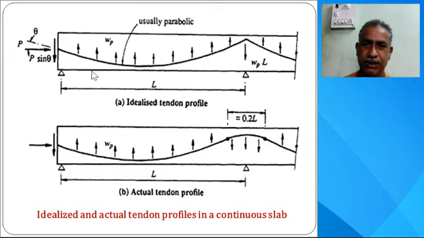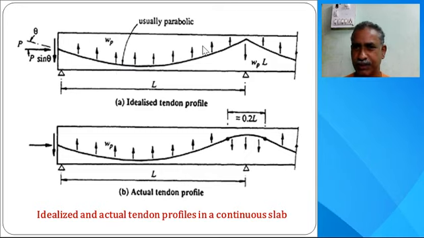Now this is the cable profile. As we know, bending moment is negative at the mid span, and that's why, to resist the bending moment, we have provided the sag like this. At the simple support, bending moment is 0. That's why we can provide the cable at eccentricity 0. Here it is maximum at the support.